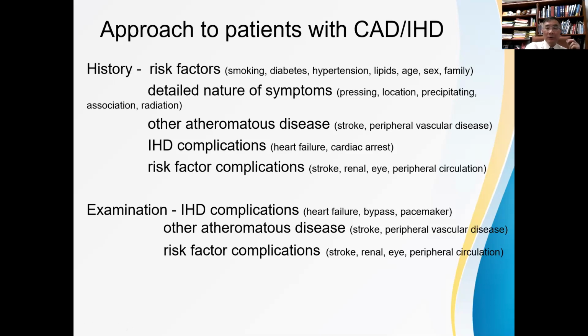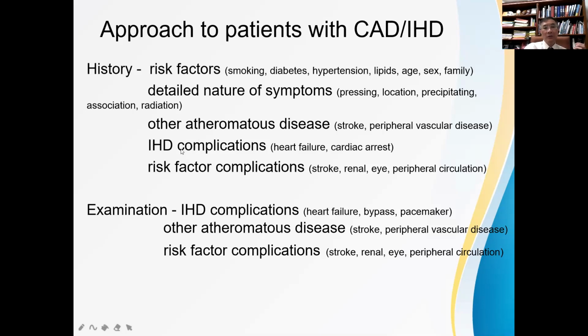Similarly, it is important to get a good description of the discomfort a patient feels. Is it pressing? Where is it? What brings it on? What is the discomfort associated with? And where does it radiate? Because all these factors will tell you whether the patient is complaining of pain from ischemic heart disease or from something else. Look for other atheromatous disease, because atheromatous disease is a generalized condition affecting the whole body. So you must ask the patient about stroke, about whether he feels pain in the lower limbs on walking as evidence for obstruction of the peripheral vessels of the legs.